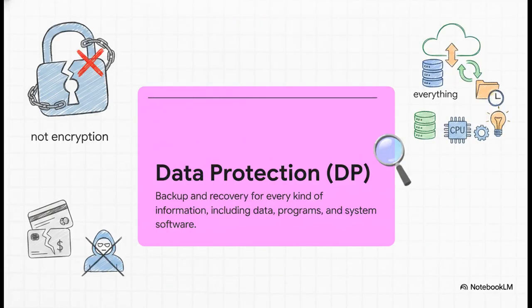So let's start by busting some common jargon, just to make sure we're all on the same page. When IT professionals talk about data protection, or DP, we are not talking about encrypting credit card numbers to keep hackers out. What we mean is the comprehensive backup and recovery of everything. Your raw data, your programs, and that foundational system software that literally keeps the lights on.